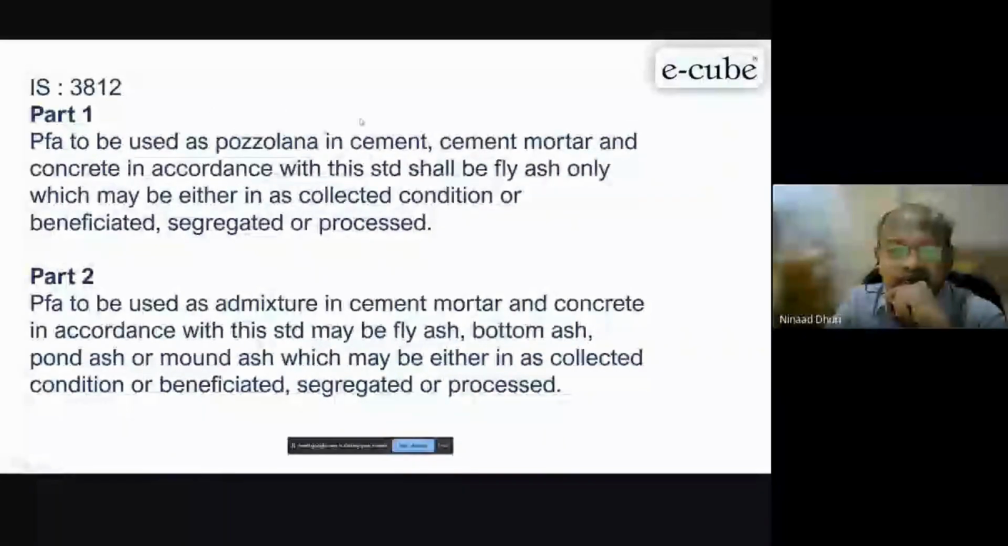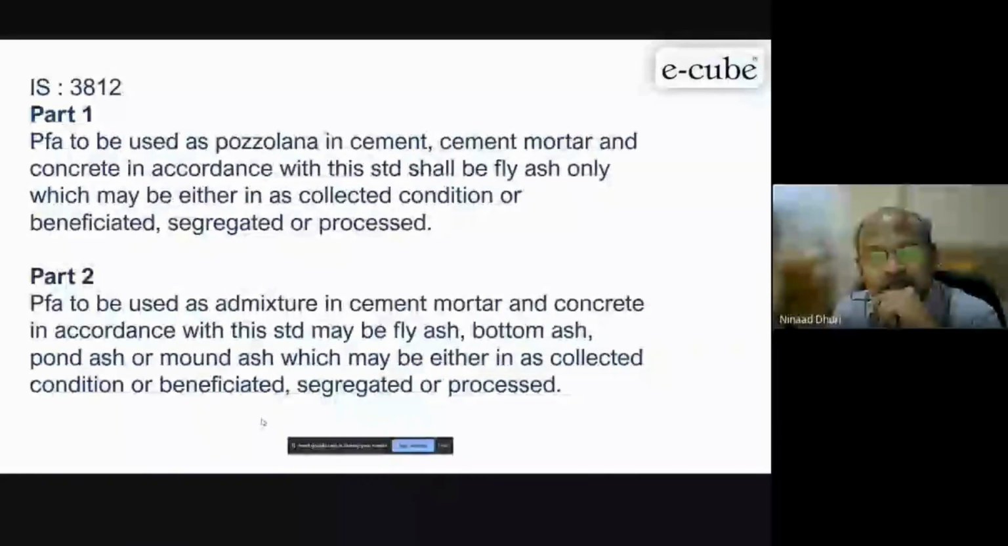So partly we can replace. And sometimes your sand is having a lot of issues, suppose very coarse sand. Then I can replace it with fly ash, coarser fly ash in nature, bottom ash, or mound ash. These are the pond ash types where this is available and can be used as a part of admixture. So you get the benefit of your material.